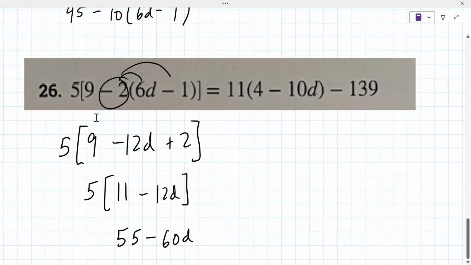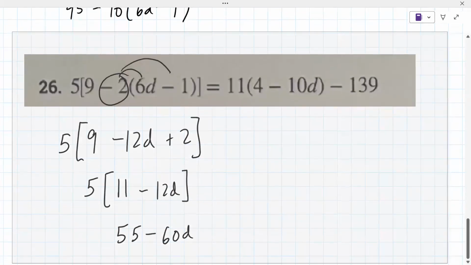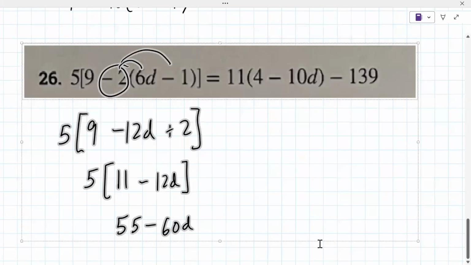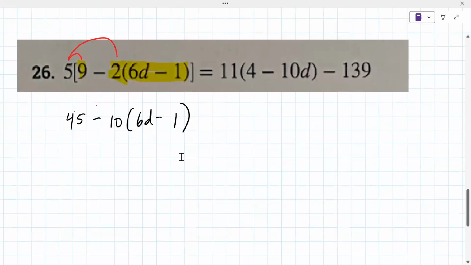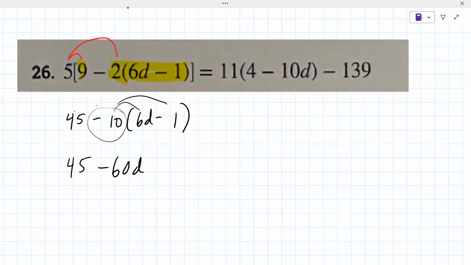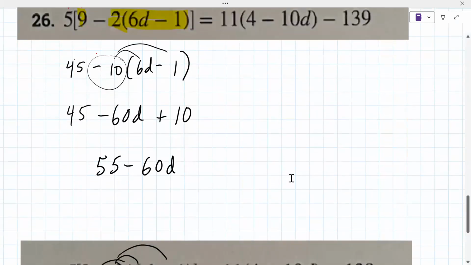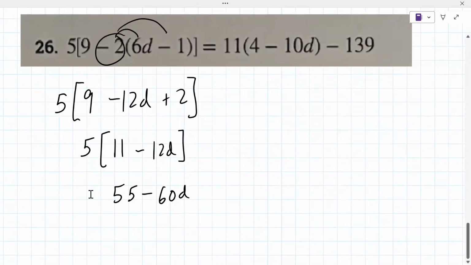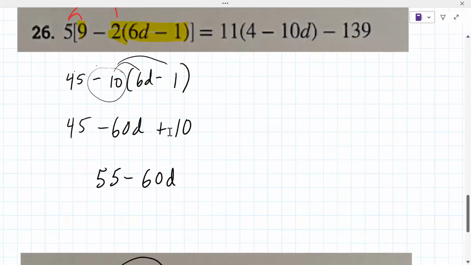But let's go look the other way and see if it gives you the exact same thing. And it will, but I want you to see it so that you decide. You're the math student. You get to decide what you want to do. So now we're going to take this minus 10 in here. So it's 45 minus 60d plus 10. Combine like terms, 55 minus 60d. Is that the same as this down here? It sure is. So you decide.